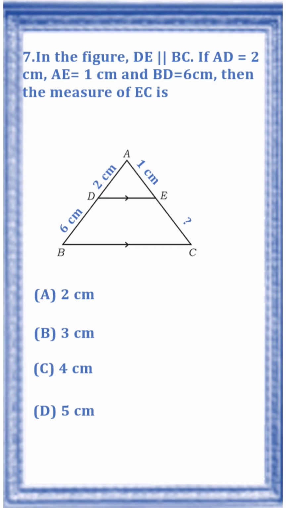In the figure, DE is parallel to BC. If AD is equal to 2 cm, AE is equal to 1 cm, BD is equal to 6 cm, then the measure of EC is. How can we find out? By using BPT. Here 2 by 6 is equal to 1 by EC. Okay, 6 by 2 is the answer, that is 3 cm. Option B is correct.